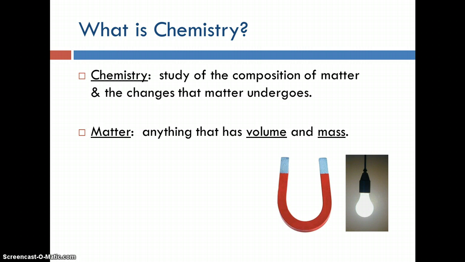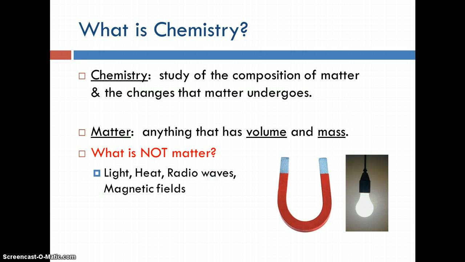Things that are not considered to be matter would be things like light. Light exists, you can see it, and you know it's there, however it doesn't take up any space. Same thing with heat, radio waves, and magnetic fields. So these are just some examples of things that exist in nature that do not take up any space, and they don't have any mass.